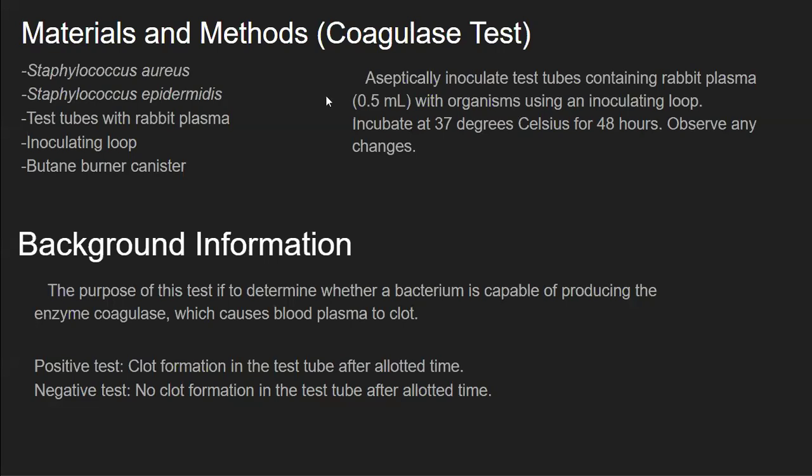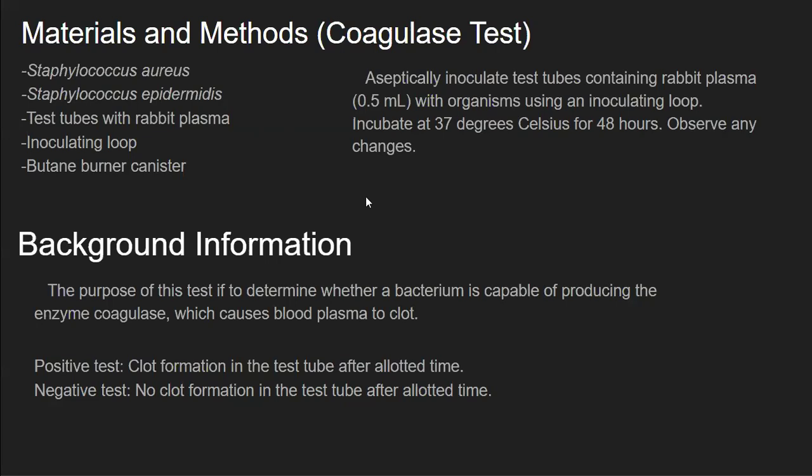The materials and methods for the coagulase test. These are the materials, and the method is to aseptically inoculate test tubes containing 0.5 milliliters of rabbit plasma with organisms using an inoculating loop. Incubate at 37 degrees Celsius for 48 hours. Observe any changes.